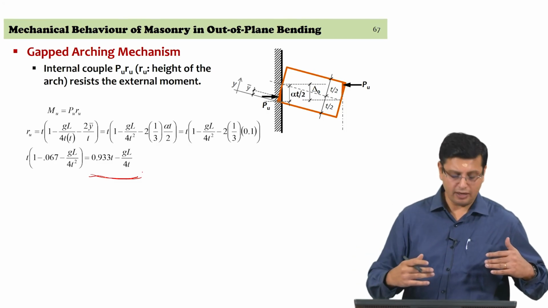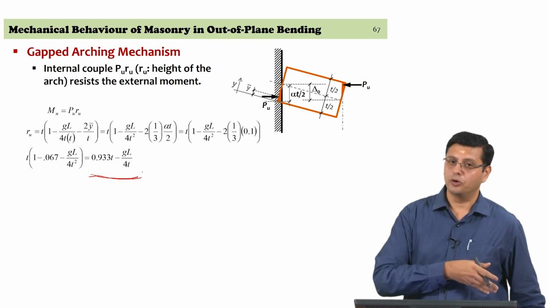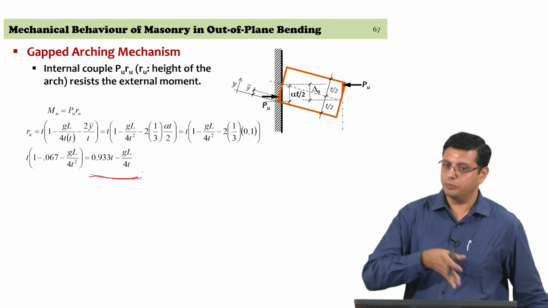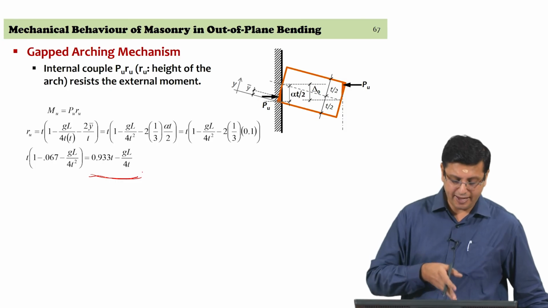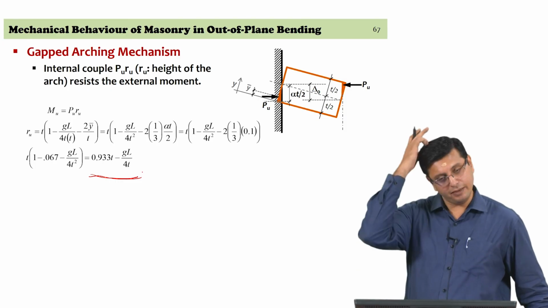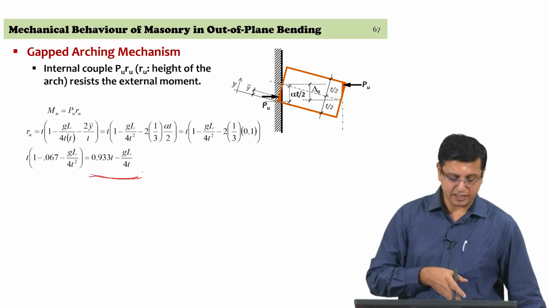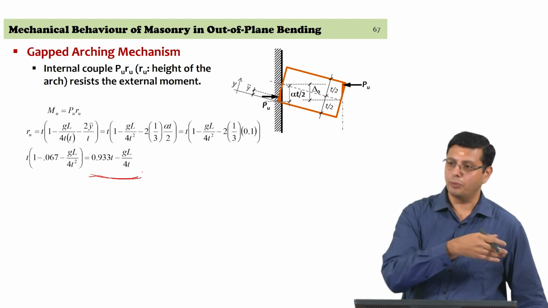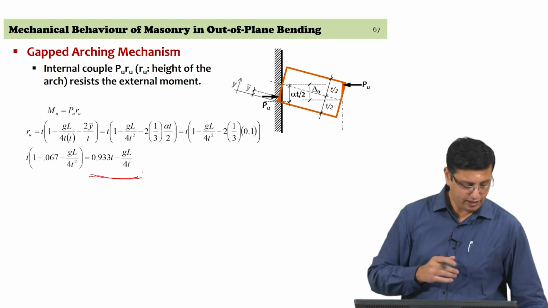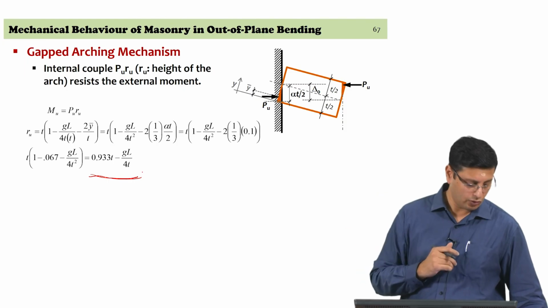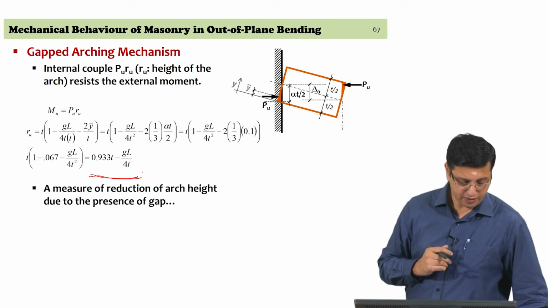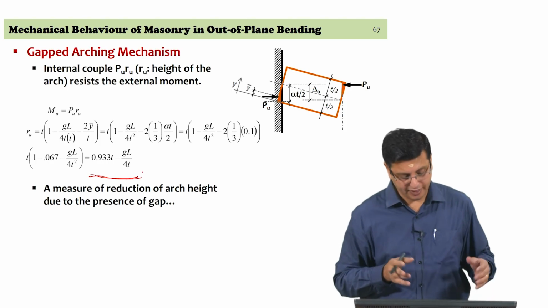So, your overall Ru in this case can be the original 0.933 T that we arrived at with the assumptions made there, further reduced by GL by 4T. So, here you get an estimate of Ru, and then go back to the moment capacity Mu being Pu into Ru, and see how much of a reduction in the load carrying capacity you are getting because of the presence of the gap.